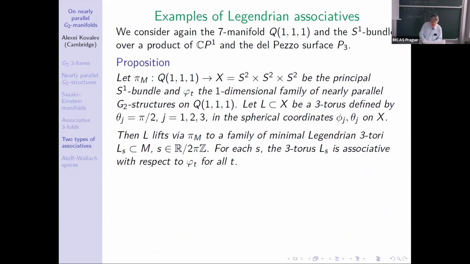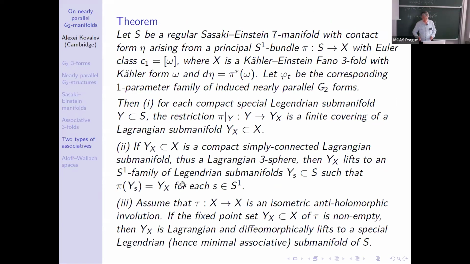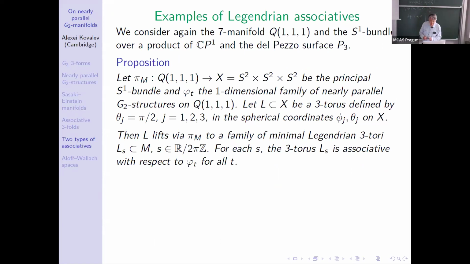Okay, so again, some examples. Let's go back to this 7-manifold Q111. Maybe just to remind what it was. We also consider another specific manifold, which is the S1 bundle over the product of complex projective line and del Pezzo. Then the first proposition is about Q111.